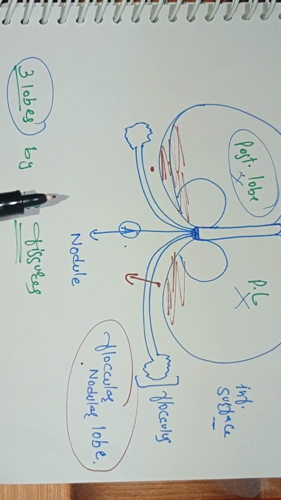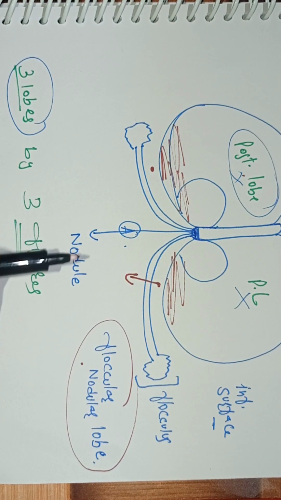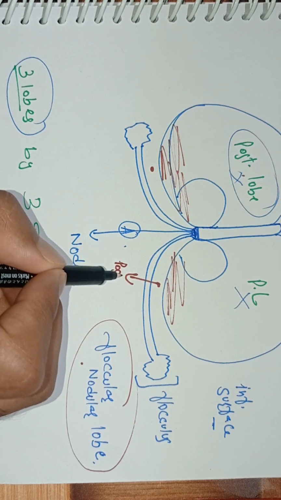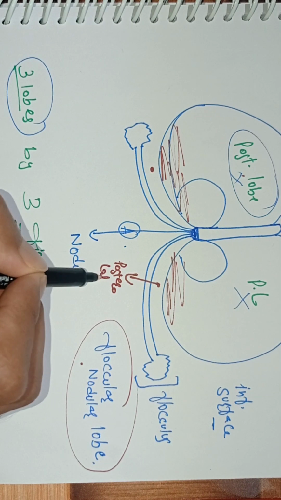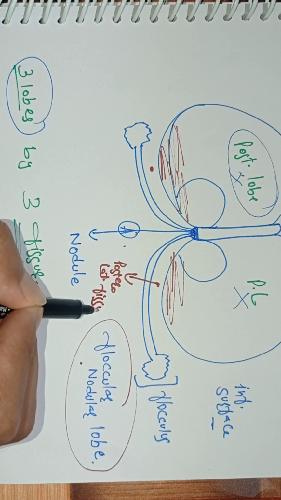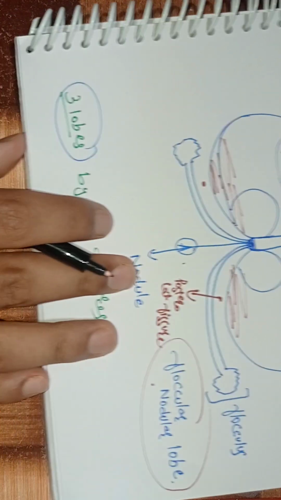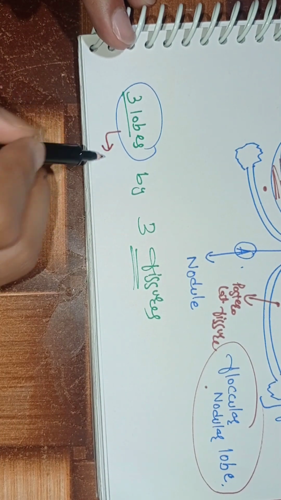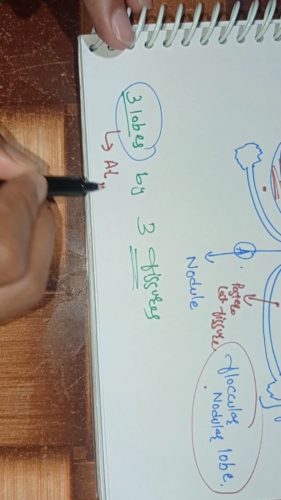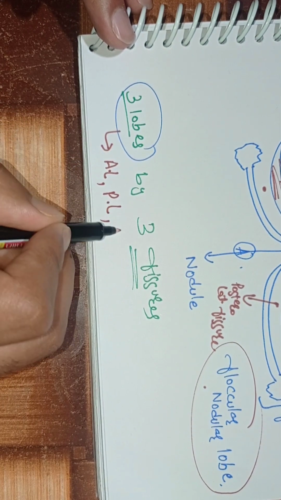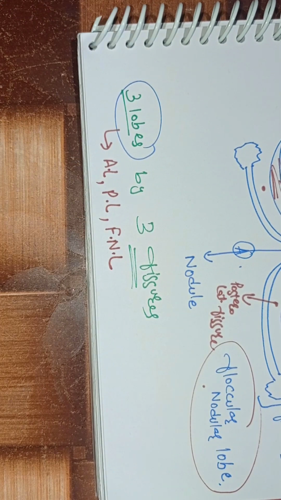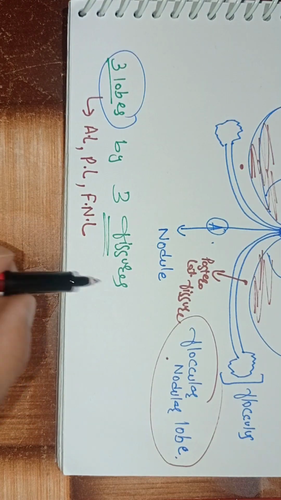This is known as the posterior-lateral fissure. So far we have three lobes. What are those three lobes? The anterior lobe, the posterior lobe, and the flocculonodular lobe.